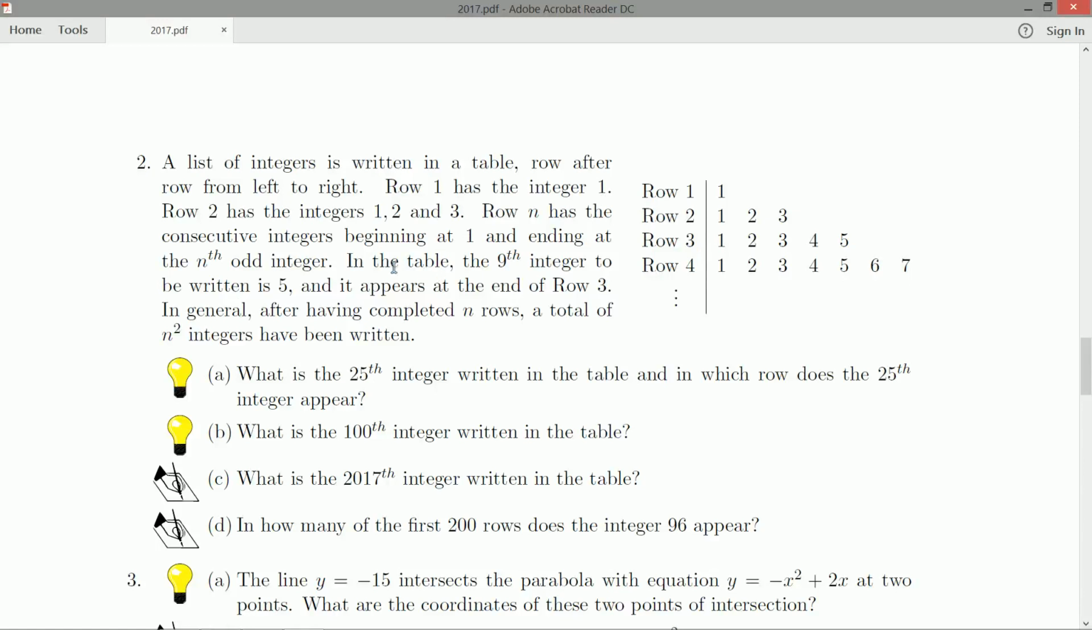In the table, the ninth integer to be written is 5: 1, 1, 2, 3, 1, 2, 3, 4, 5. And it appears at the end of row 3. In general, after having completed n rows, a total of n squared integers have been written. That feels like the sort of thing that we should have to work out and justify for ourselves, but okay. So I guess the n squared integer to be written is the one at the very end of the nth row.